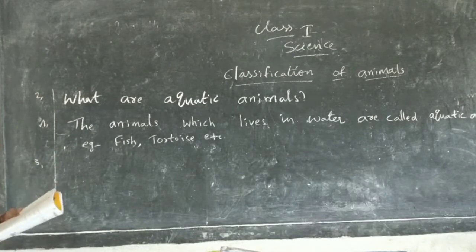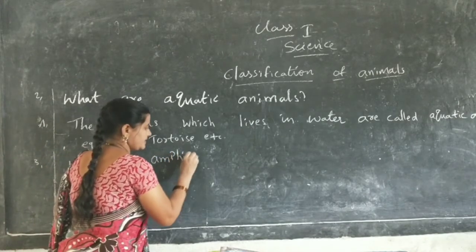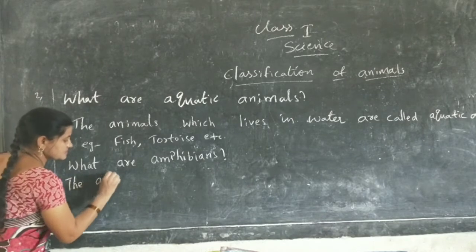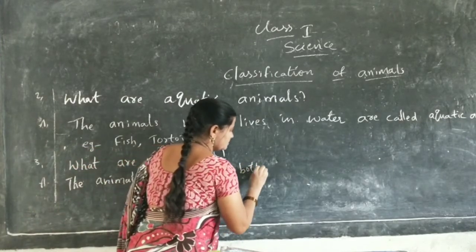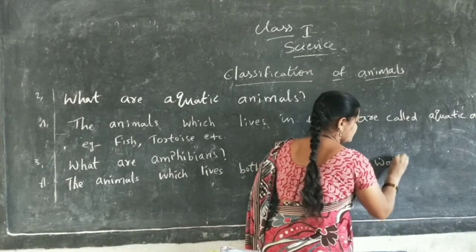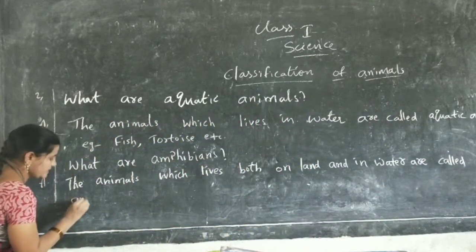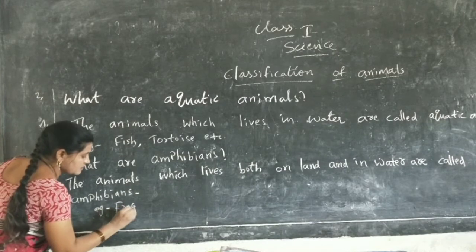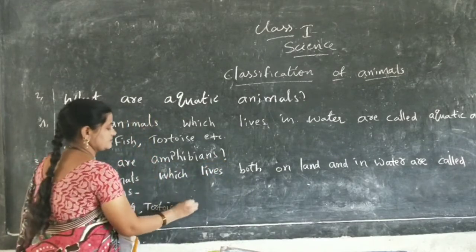Third question, what are amphibians? Answer, the animals which live both on land and in water are called amphibians. Example, frog, tortoise, etc.